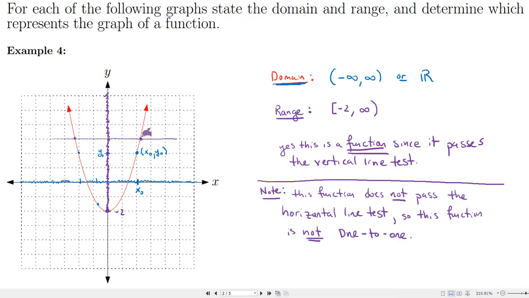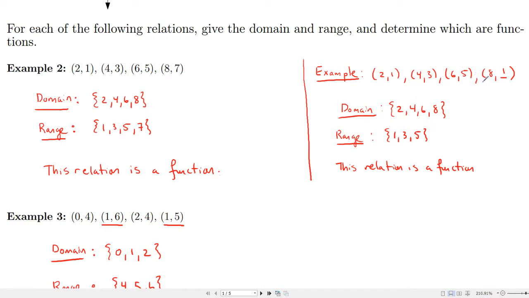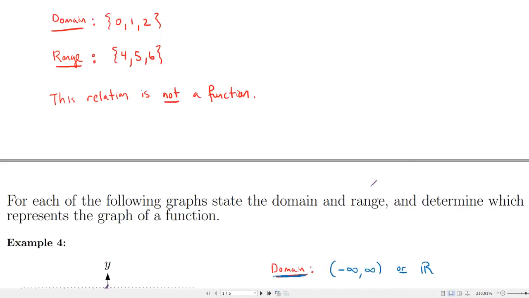Okay, so what's actually happening here? You're taking two distinct inputs and getting the same output, which is what happened in this second example that I gave over here. Do you see that? So this point and this point, right? We had two distinct inputs, but we got the same output. So this would be a function, but it would not pass the horizontal line test, because it would hit these two points. So this is a function, but it is not one-to-one either.